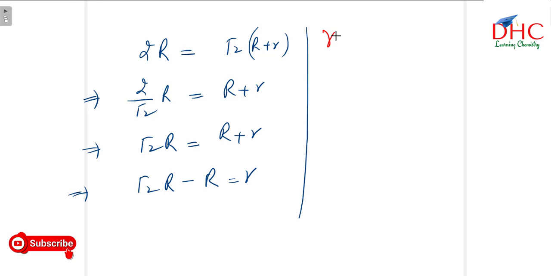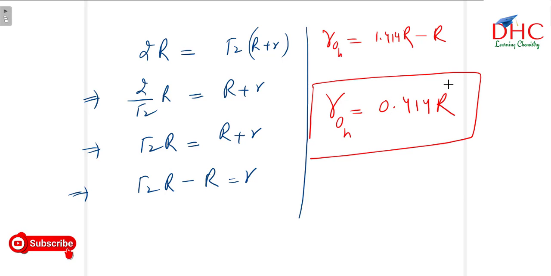And now ये जो r है, that is the radius of octahedral void, this will be equal to 1.414 times R minus this R, because root 2 is equal to 1.414. So the radius of octahedral void will be equal to 0.414 times capital R. This is how we are finding the radius of octahedral void, that is 0.414 times capital R. If you know the radius of the sphere, you can easily find the radius of the octahedral void.